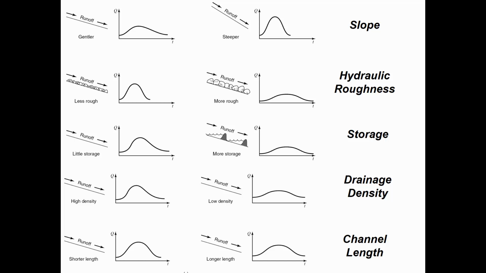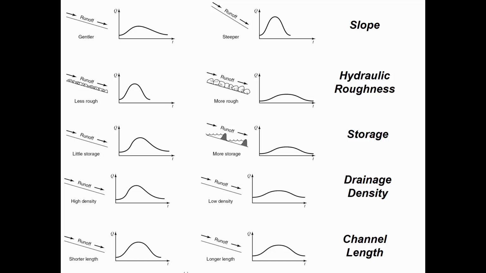And finally, channel length. They haven't made this very obvious, but a shorter channel length means a higher peak that arrives sooner, and a longer channel length means the opposite. I guess the reason they haven't made it that dramatic is that once the water gets in the channel, the flow is pretty fast. And so the real delay is in overland flow. If we look at the travel time in most watersheds, once the water gets into a channel, it's just going to be a series of minutes, whereas when the water is flowing over the land, it's a much longer time.